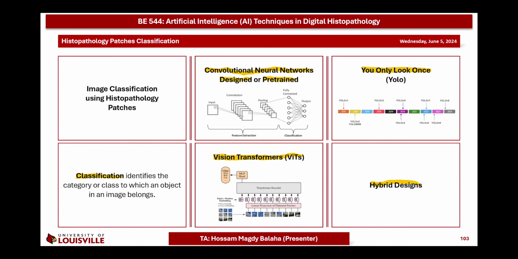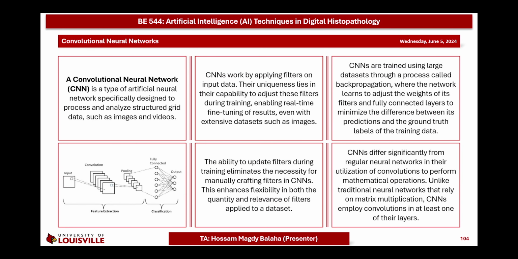For example, we will use the BACH dataset. So let's start with the CNN. A CNN, or a convolutional neural network, is a type of artificial neural network which is designed specifically to analyze structured grids such as images and videos. And a grid here means you have a 2D dataset or a 3D dataset. A 2D dataset such as images and a 3D dataset such as videos.